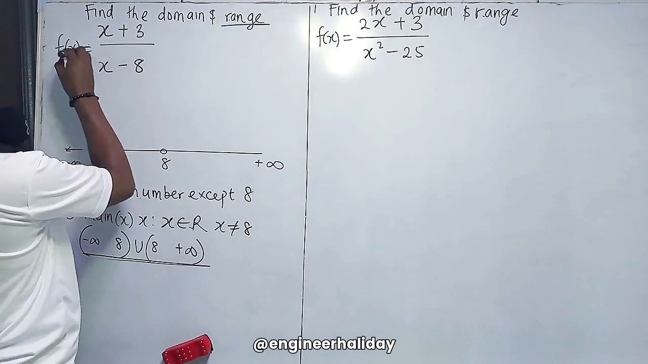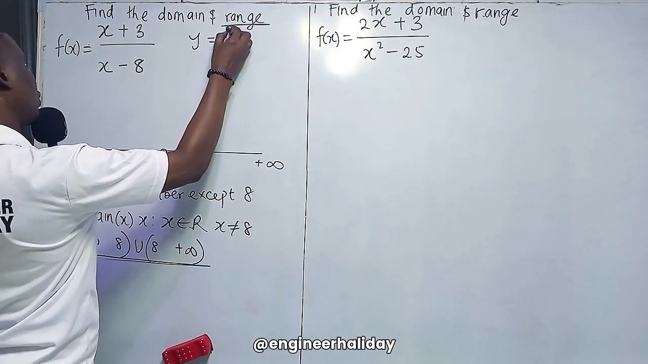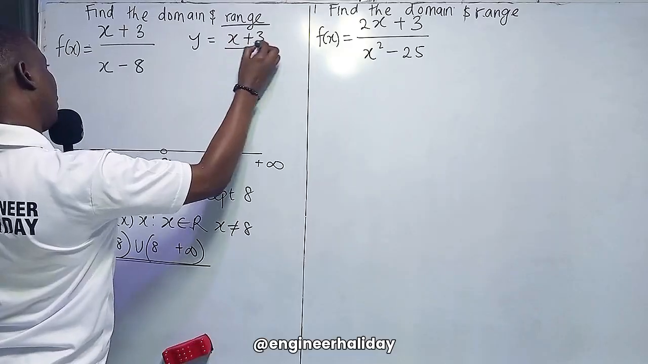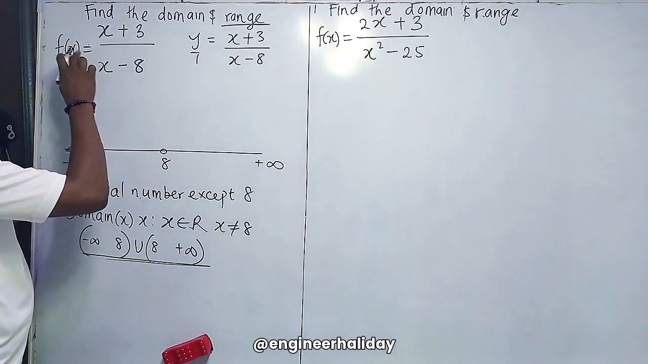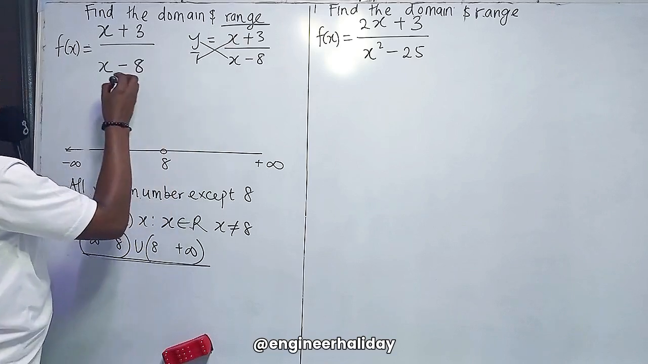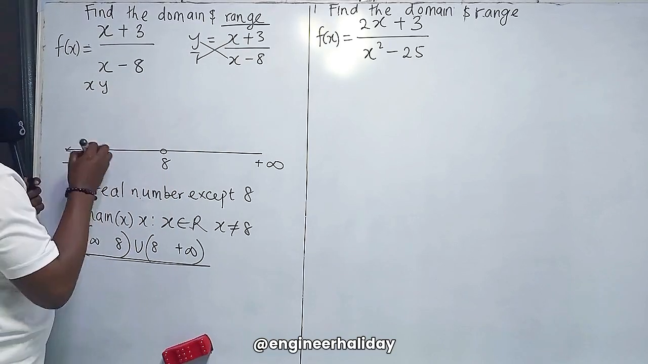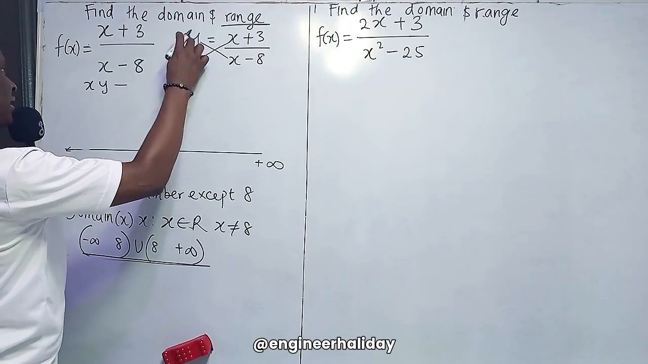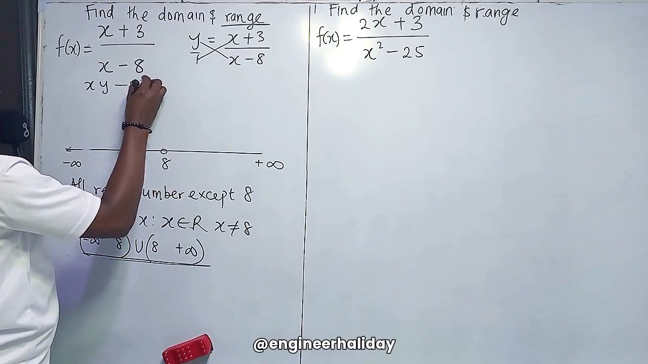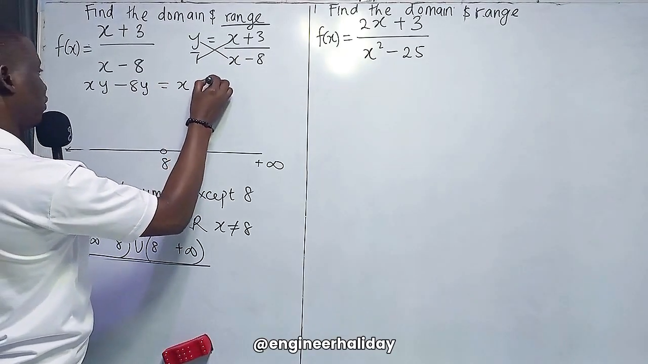So we are going to cross multiply. Let's say y equals x plus 3 all divided by x minus 8. So this one we replace with y. Then cross multiplying, we are going to have xy minus, that means x times y, then y times 8, equal to x plus 3.